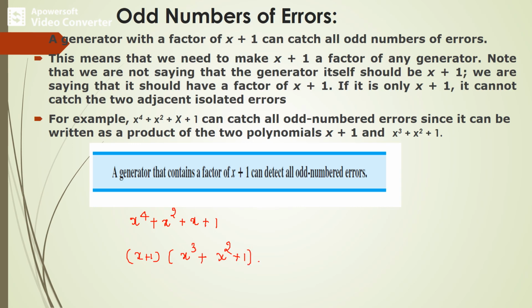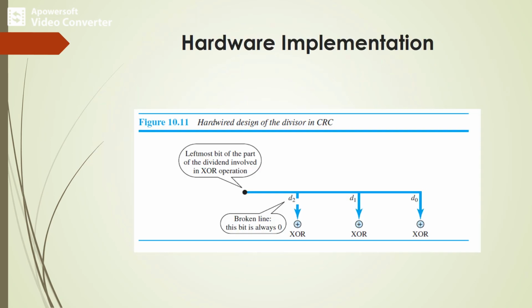So this value x power 4 plus x power 2 plus x plus 1 is the product of two polynomials, x plus 1 into x power 3 plus x power 2 plus 1. So a generator that contains a factor of x plus 1 can detect all odd numbers of errors. Hardware implementation. We can easily implement encoder and decoder blocks using electronic devices. Hardware implementation increases the rate of check bit and syndrome bit calculation.